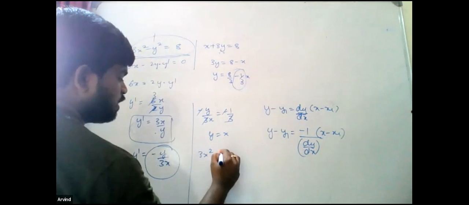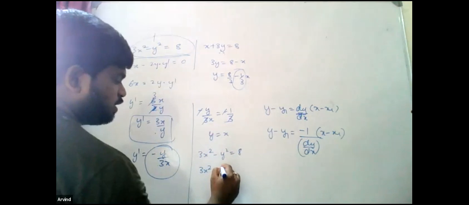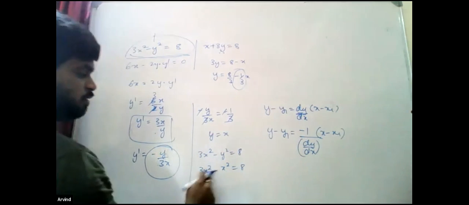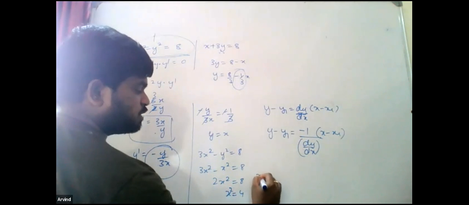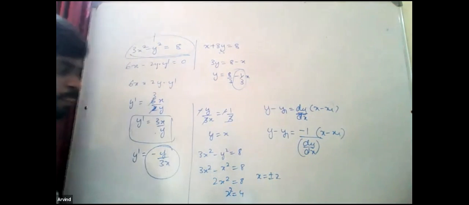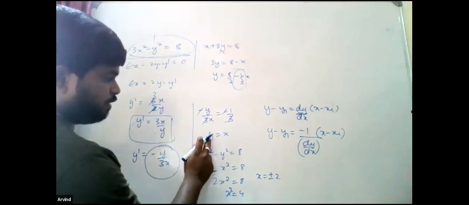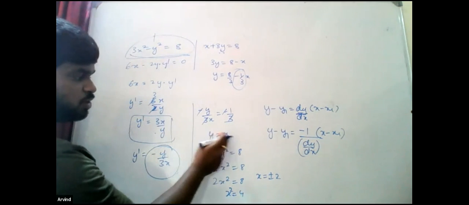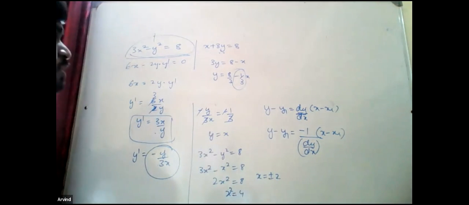So let's substitute here. 3x square minus y square equal to 8. 3x square minus, y is equal to x, x square is equal to 8. 3x square minus x square is 2x square. 2x square is equal to 8. Therefore, x square will become 4, which implies x is plus or minus 2. So when x is plus or minus 2, y will also become the same thing because y and x are the same. So x is plus or minus 2, and y will become plus or minus 2.